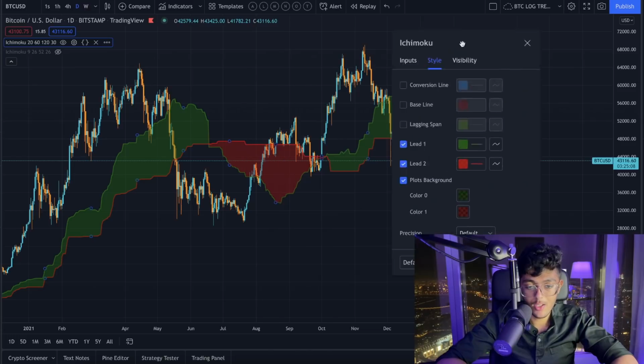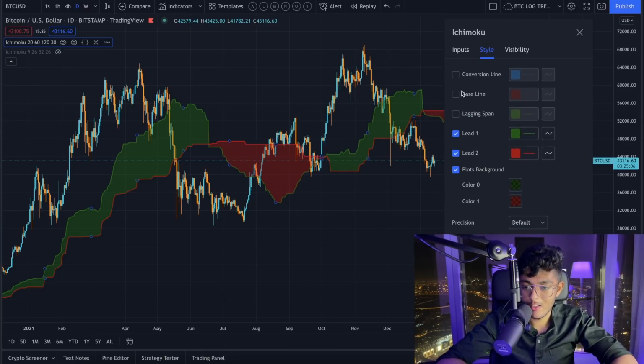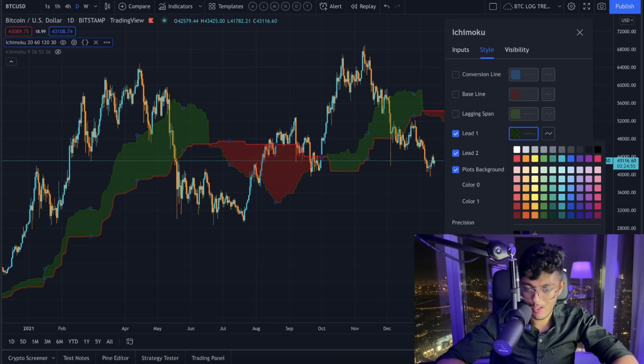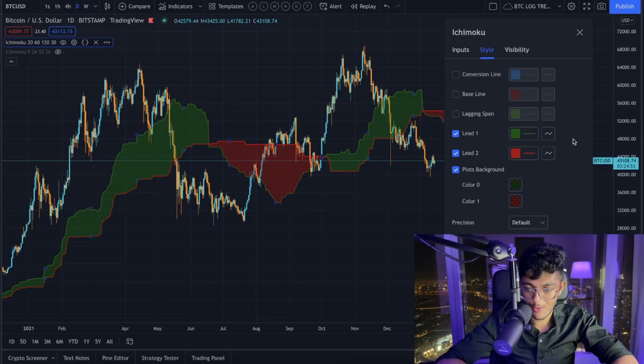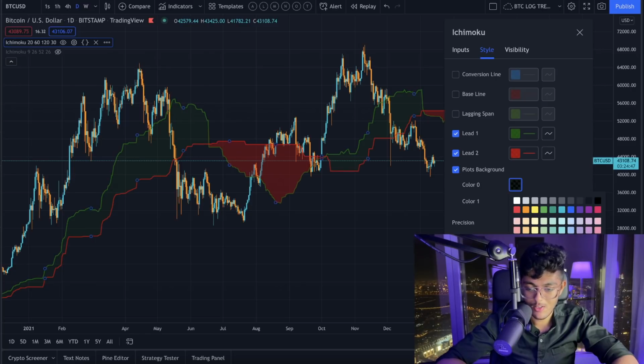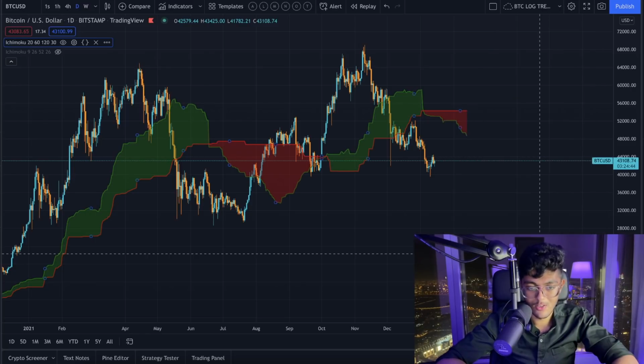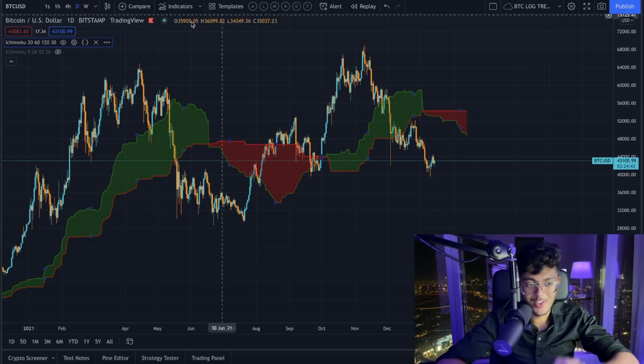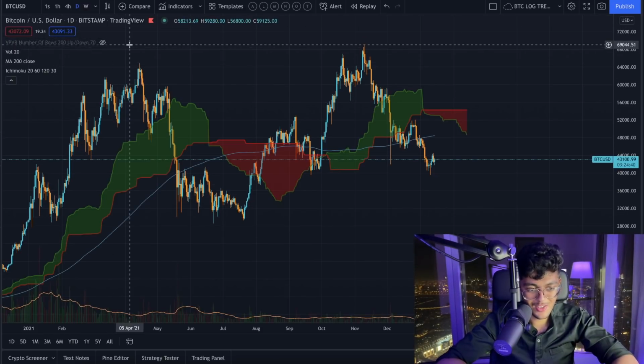The next thing that I've done is I've gone ahead and hidden the first three options right here, the conversion, base, and lagging span. These each have Japanese names. These are not the correct names of the indicator lines. And then I've gone ahead and thickened the clouds, whereas previously the outlines and the clouds are here. I've thickened them because previously they weren't very easy to see, so I've made them a little bit easier to see, again, at a glance, so that it's just a bit easier to understand.